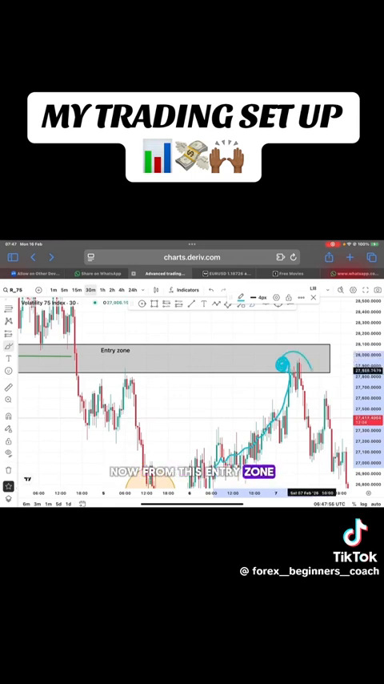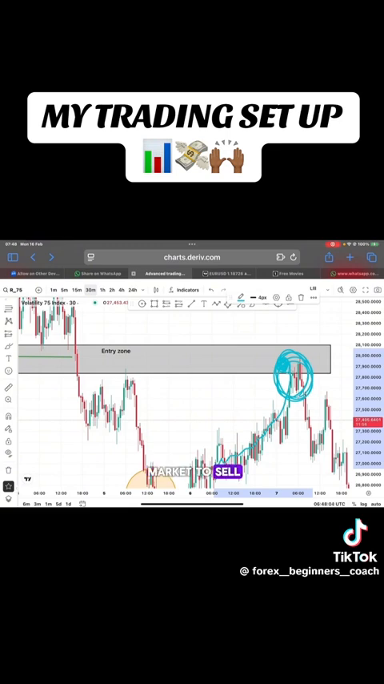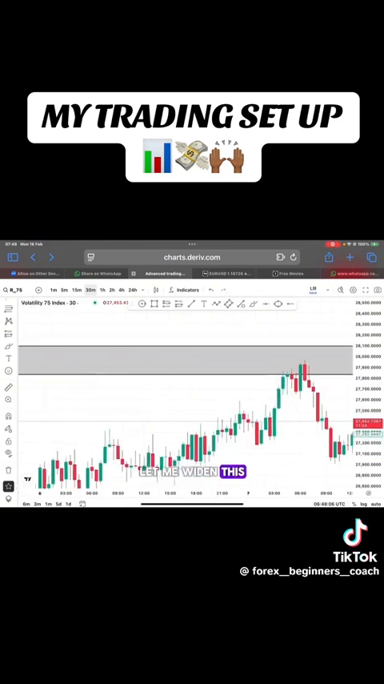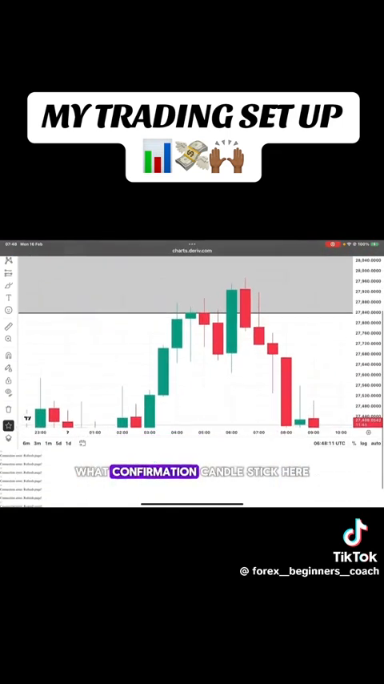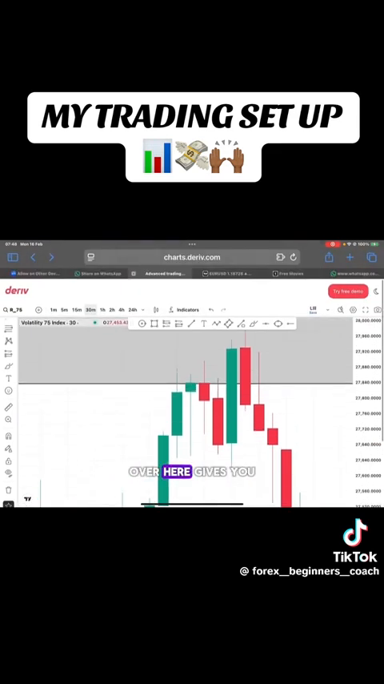Now, from this entry zone, what confirmation candlestick can you see from this point that would attract you into getting into the market to sell? Let me widen this up so you can look at it very well. I hope what I'm seeing is what you're seeing as well. What confirmation candlestick over here gives you this cool sensation that, okay, I don't know what your name is, so I'm going to use my name. Okay, Pamela, it is time for you to get into this market. The market has given you a signal. I am seeing a shooting star or an inverted hammer. That's what I am seeing.